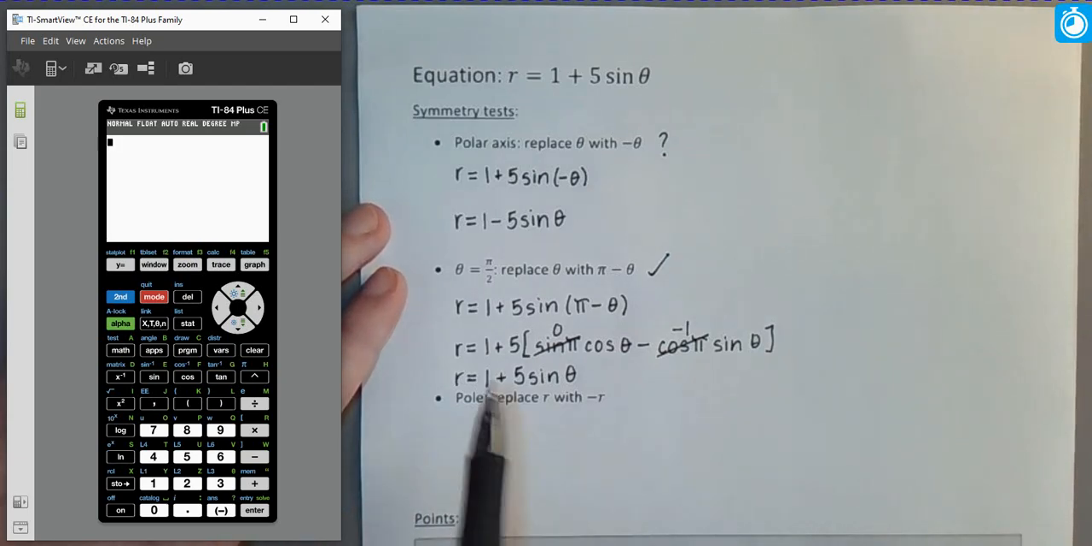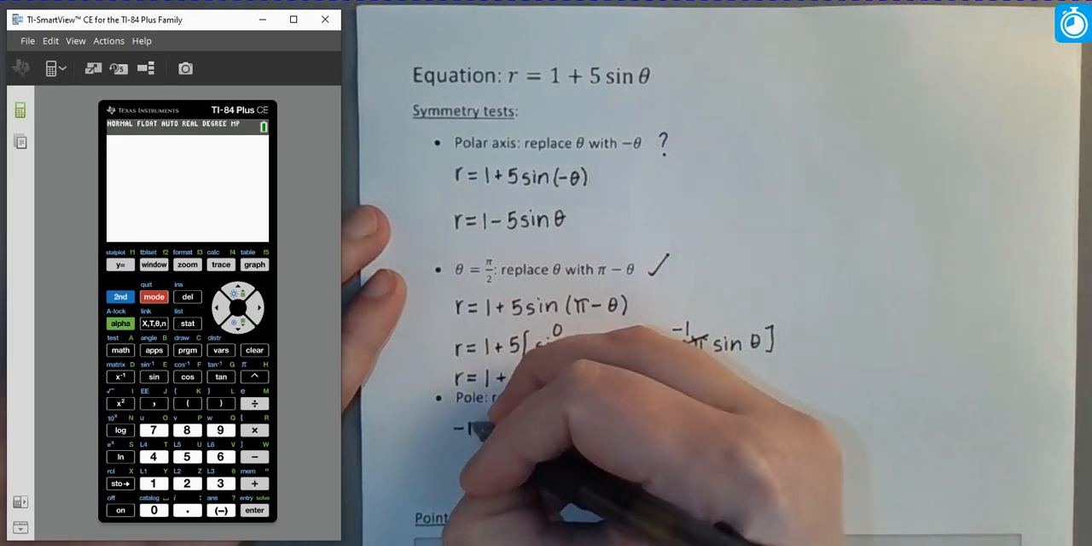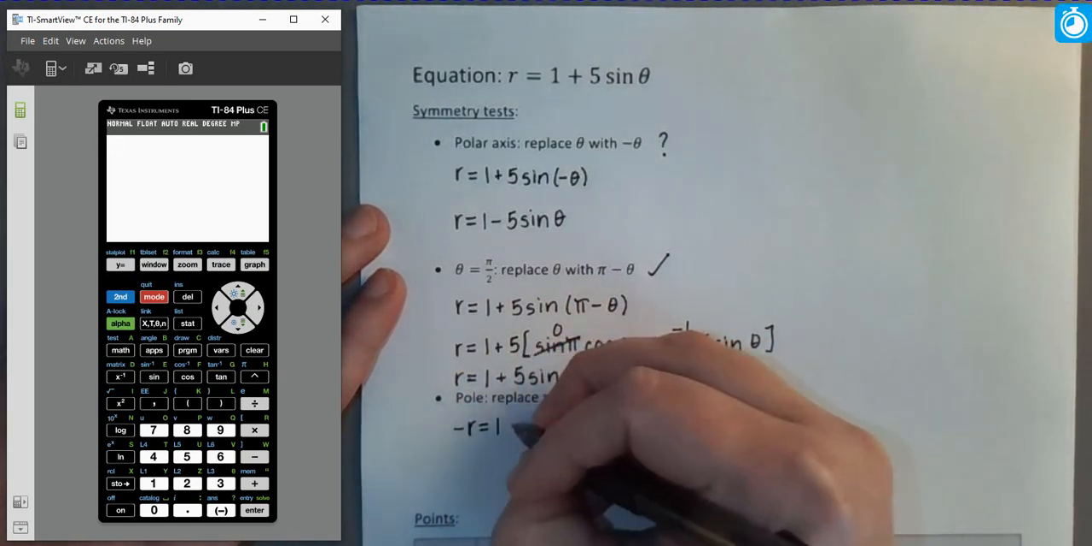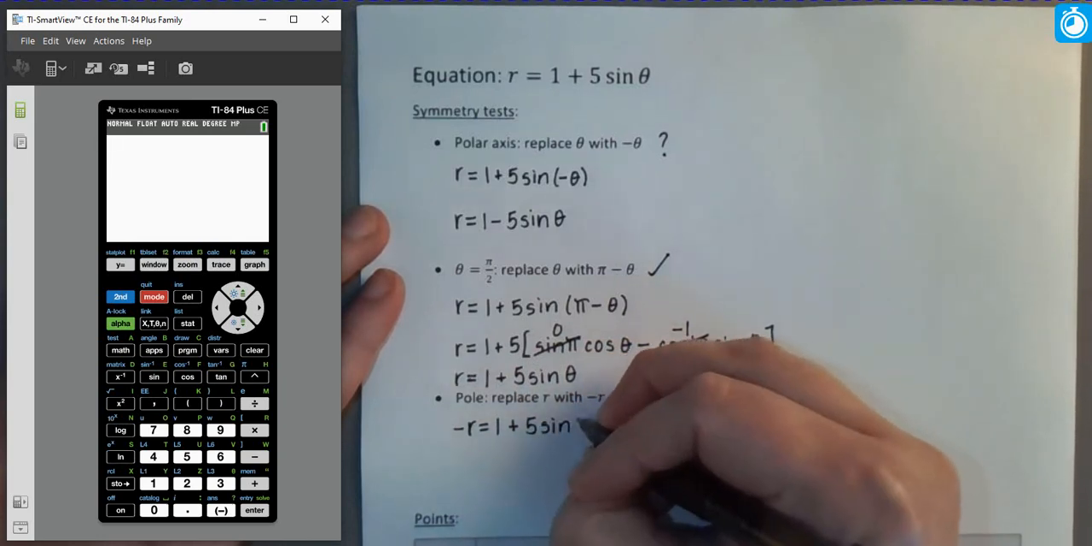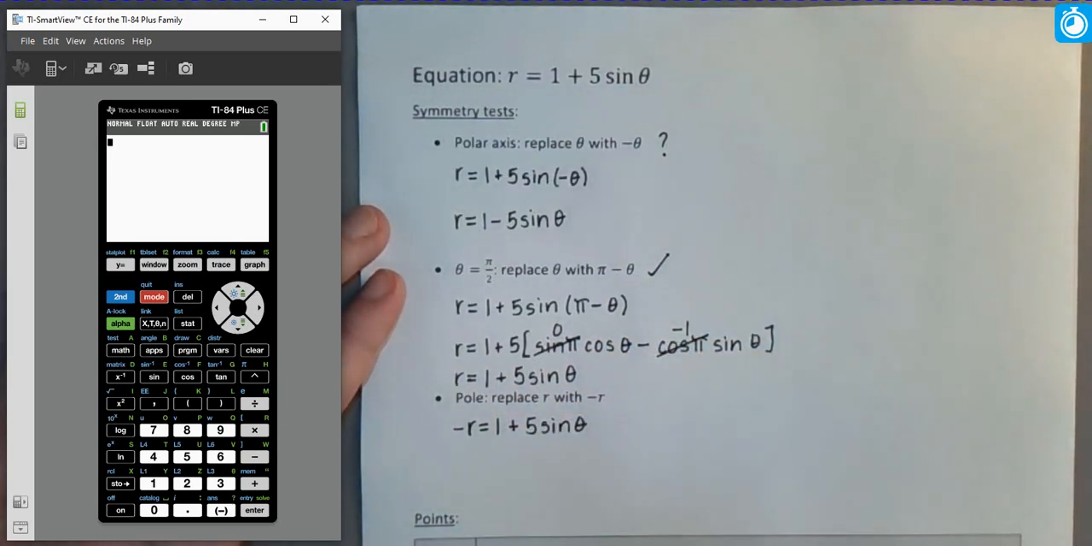The fact that we can confirm that means we can save a little bit of time when it comes to plotting points. Now the last test, it's actually very rare that you have a graph that is symmetric with respect to the pole, but we'll run the test just in case. Rather than replacing theta with something, we're going to replace r, specifically with negative r. So in place of r, we have a negative r, and that will be equal to 1 plus 5 times the sine of theta. And then in theory, I want to simplify this.